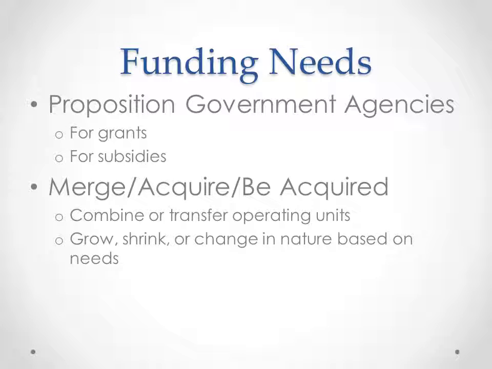In order to satisfy funding needs, Ameritrade could proposition government agencies for financing such as grants and subsidies to expand the company. Another method would be to merge, acquire, or be acquired by another company, combining or transferring operating units, allowing both companies to grow, shrink, or change in nature based on their needs.